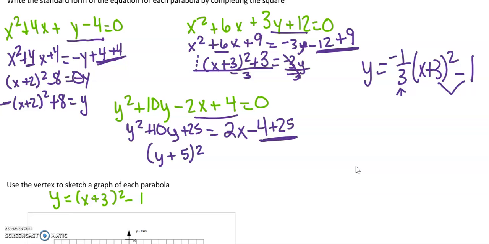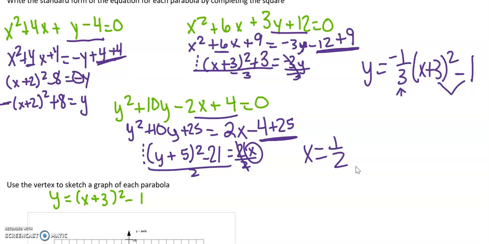Now this gives us 21 when we simplify, so we're going to subtract it to move it. And then we're going to divide everything by 2. So that is going to give us x equals 1/2, because there's an understood 1 here, (y plus 5) squared, and then minus 21 over 5. So that didn't come out real pretty, but you know, it is what it is.